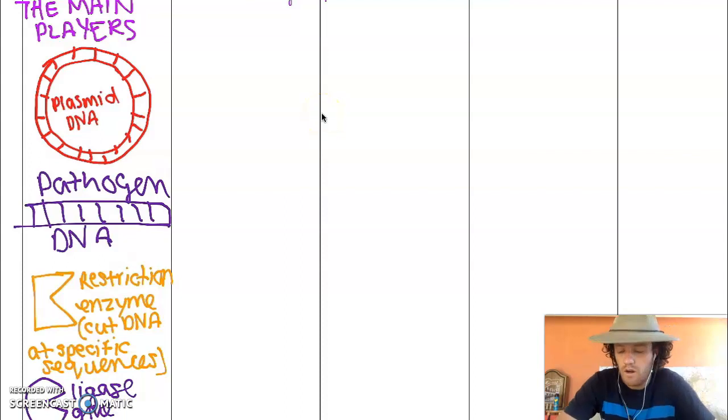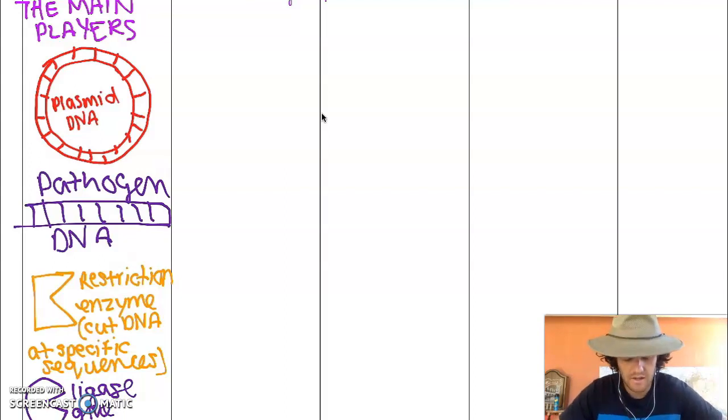Alrighty, scholars, we are back for part two, and I am going to be moving right away through this because my iPad is at 10% and we need to get through this. So, we have our main players. We're going to be using plasmid DNA, pathogen DNA, restriction enzymes, and ligase in this procedure.